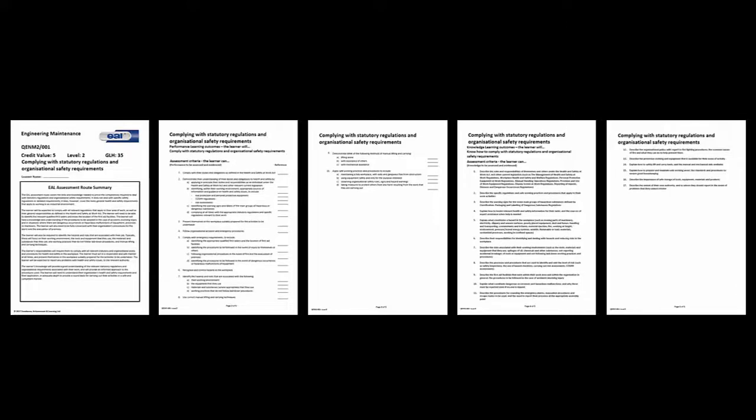Right, okay, so in your portfolio you'll have a list of separate NVQ units, and you can see an example here. The first page is just the title page and front cover. Then you've got 2 pages of performance requirements and 2 pages of knowledge requirements, and you need to complete all of this to finish your qualification.